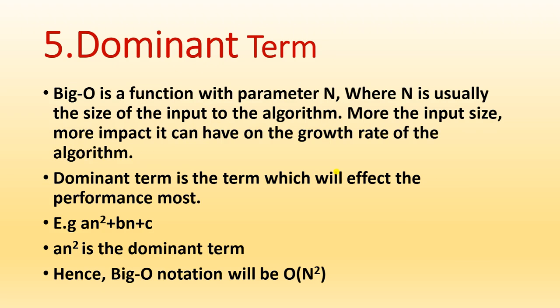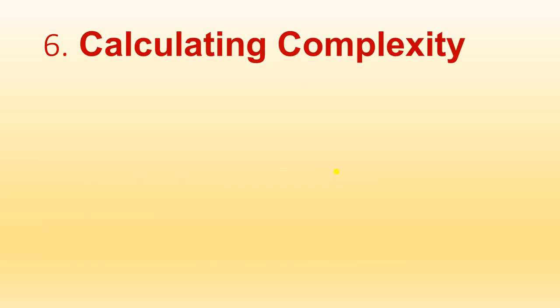Next is dominant term. The dominant term is the term which affects the performance most. In this example, an² + bn, the an² affects the performance most. That's why it is the dominant term, and if I want to calculate its complexity, it is O(n²).